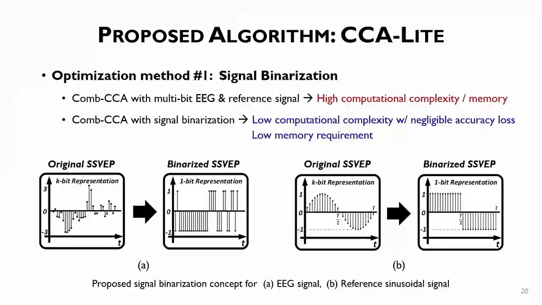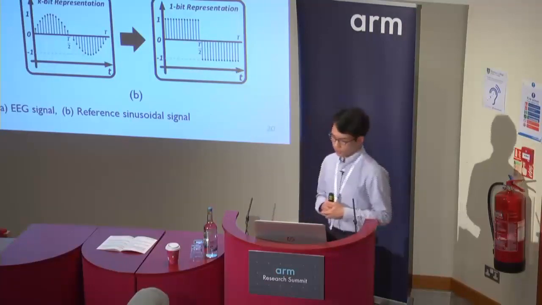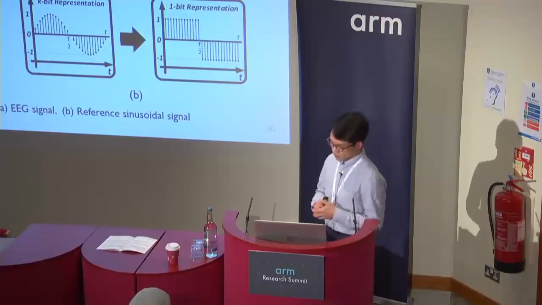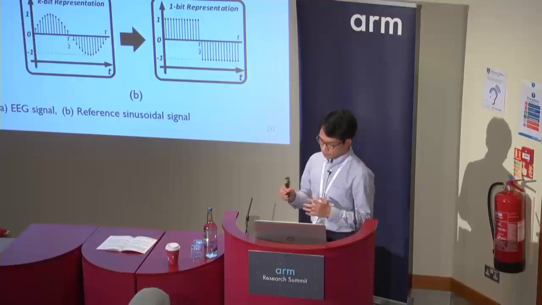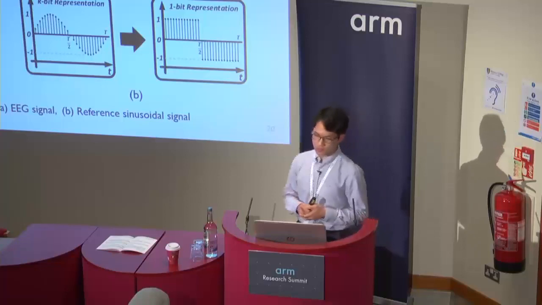So the name of our proposed target identification algorithm is CCA-LITE. We can get this algorithm by applying 2 optimization methods to the combination CCA. The first optimization method is the signal binarization. It is really simple. The signal binarization maps the amplitude of SSVEP to +1 or -1. Before applying the signal binarization, the combination CCA deals with multi-bit EEG and multi-bit reference sinusoidal signals. These cause high computational complexity and high memory requirement. But with the signal binarization, we can solve this.